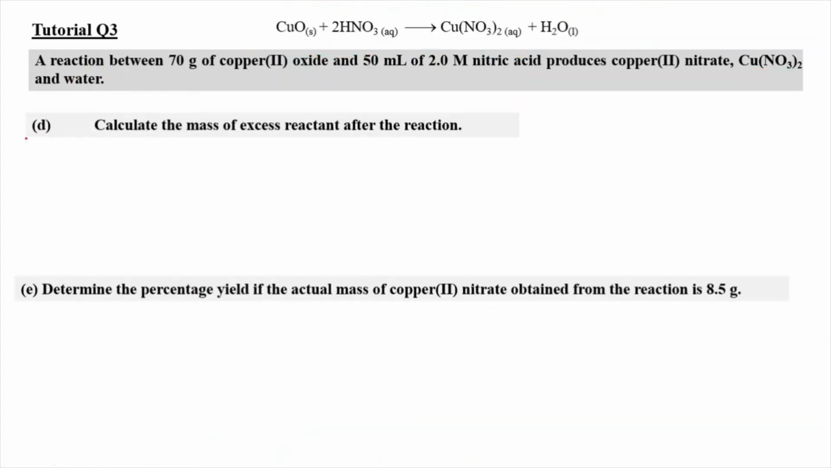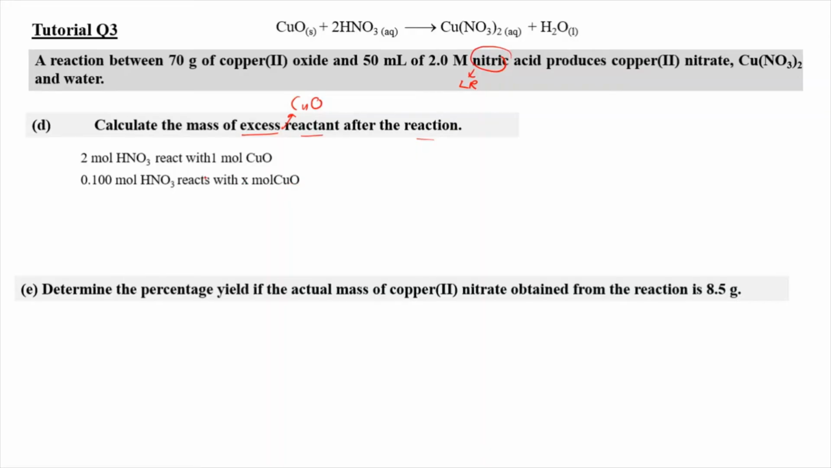Moving on, for question 3D, we have to calculate the mass of the excess reactant after the reaction. So we know that our excess reactant is our copper oxide because we know that our nitric acid is our limiting reactant based on the previous question. So in order to do that, we need to compare the number of mole of HNO3 based on the equation, which is 2 mole of HNO3 react with 1 mole of CuO. So based on the limiting reactant number of mole, which is 0.1 mole of HNO3, then it's going to react with X mole of CuO.